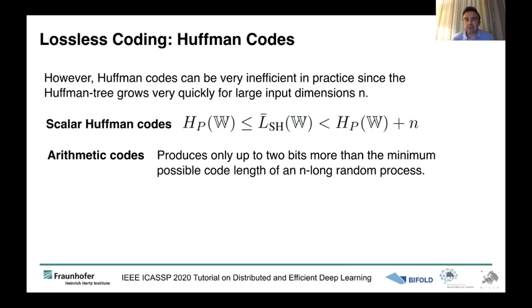And an alternative, which also works very well in practice and is used, and has other advantages, is the use of arithmetic codes. Arithmetic coding produces only up to 2 bits more than the minimum possible code length of an n-long random process. So they are also very efficient and have some good practical properties.